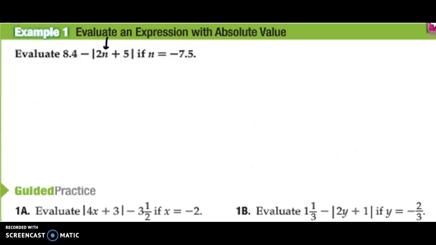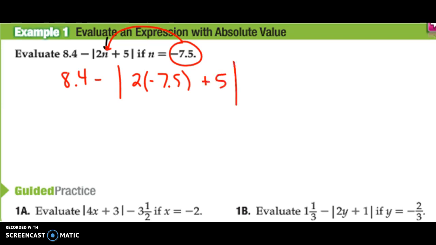So we're going to evaluate an expression with absolute value. I need to take my negative 7.5 and plug it in to my n right there. So I do 8.4 minus the absolute value of 2 times negative 7.5 plus 5. Just like the order of operations says, I go inside the grouping symbol. In this case, absolute value is a grouping symbol. 2 times negative 7.5 is negative 15, plus 5. Negative 15 plus 5 is negative 10.